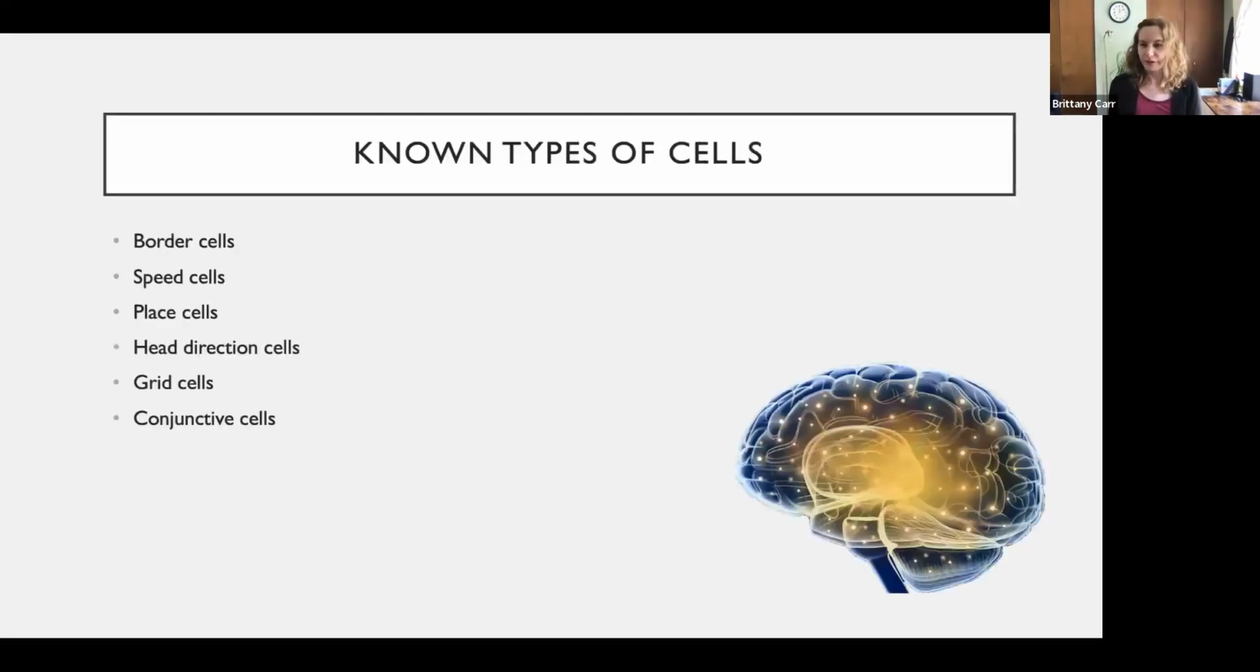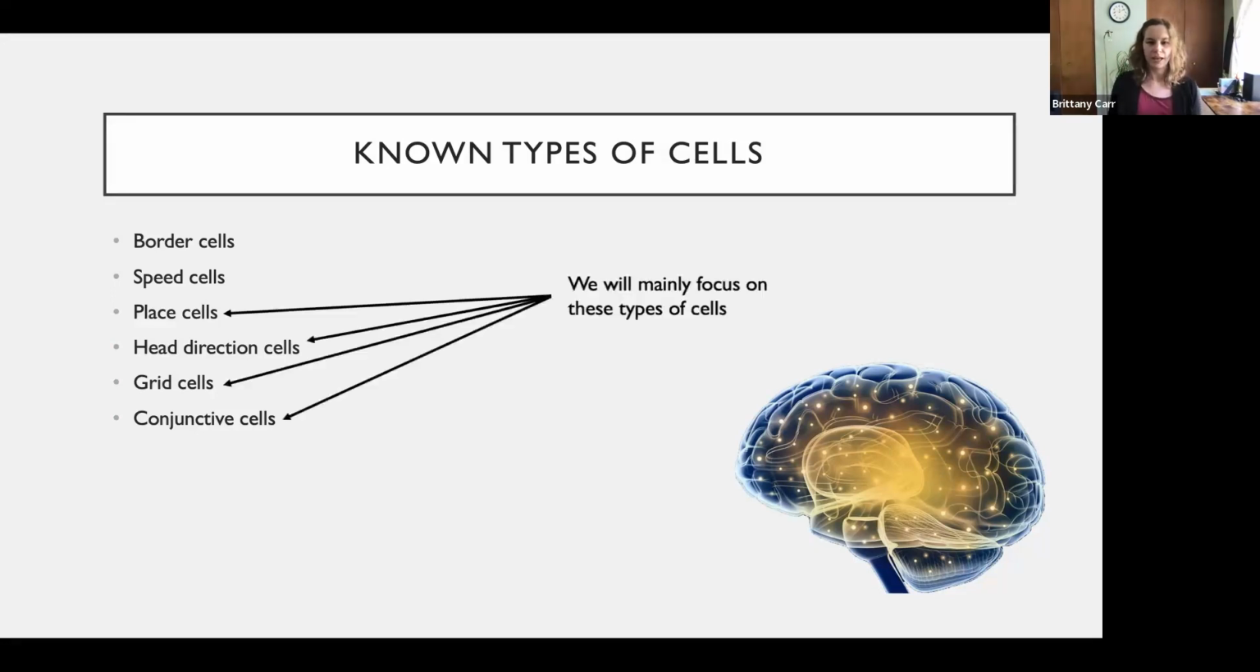So there are a few types of cells in your brain, and that's what we're going to mainly look at, that allow this navigation to happen. So we have things like border cells, speed cells, place cells, head direction cells, grid cells, and conjunctive cells. And the main ones that we're going to focus on are the bottom 4. So I'm going to walk through all of them just to give us the same language to talk about with all of the different types of cells. And I'll give you a quick intro to the top 2 just so that we know what's going on in our brain. But before I get started, does anyone have any questions?